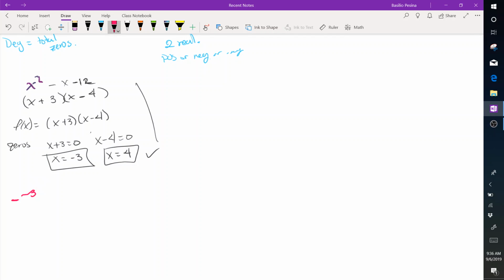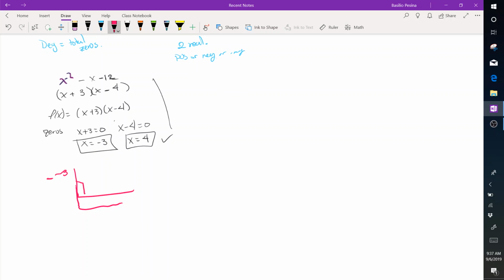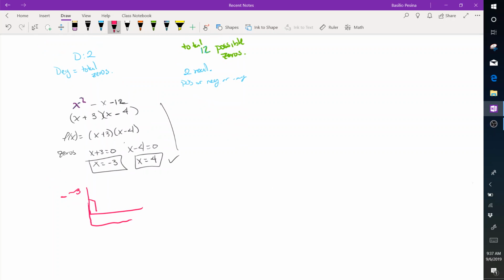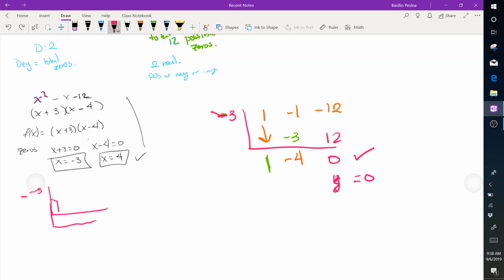Since we know negative 3 is a factor, we're going to do synthetic division to prove it. So we use negative 3, and then 1, negative 1, and negative 12. I bring down the 1, then negative 3 times 1 gives me negative 3. I add them together and get negative 4. Multiply them together, you get positive 12. Add them, you get 0. The remainder tells me that it is equal to 0, so it is a factor.